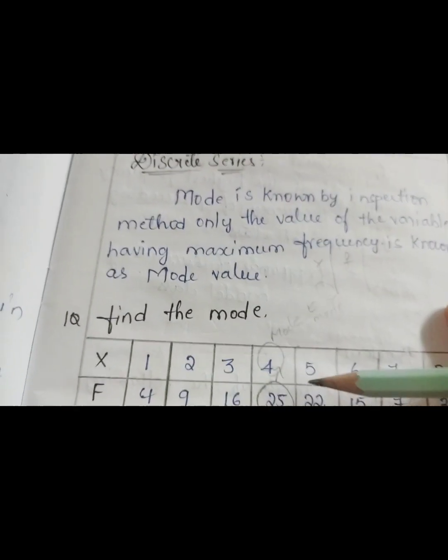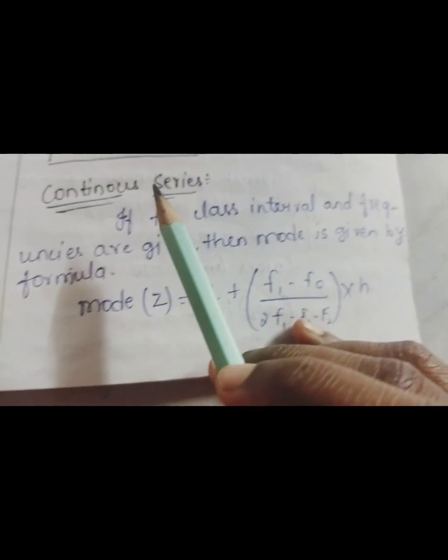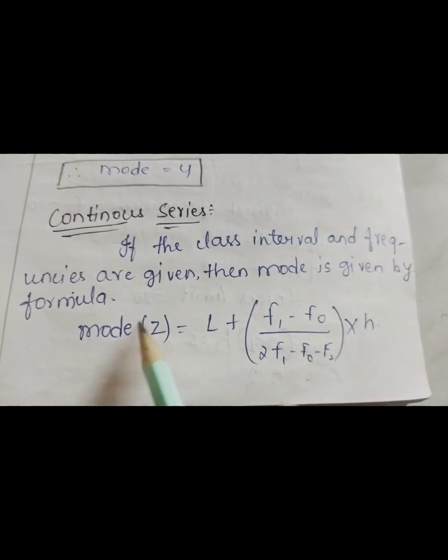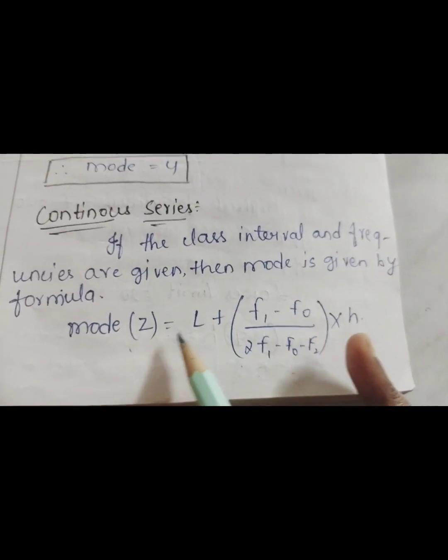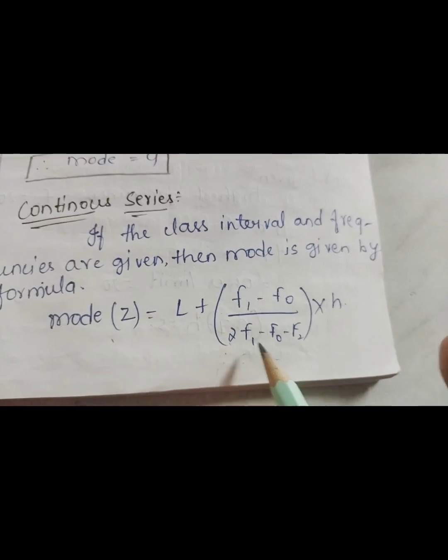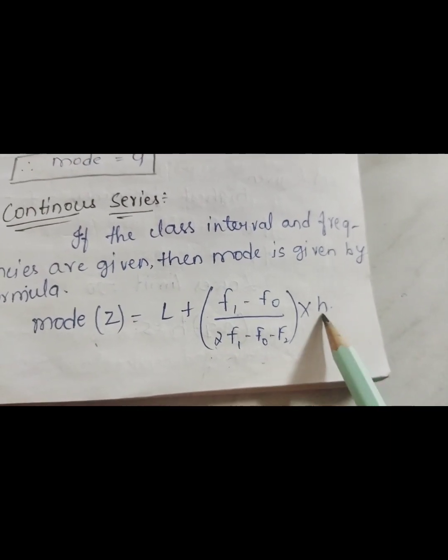So this is a discrete series. Next we go for continuous series. Continuous series, we have a formula. Mode is represented by z. So z equal to L plus (f1 minus f0) divided by (2 f1 minus f0 minus f2) into h.